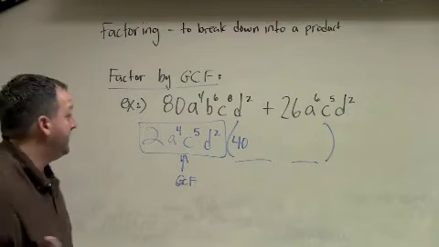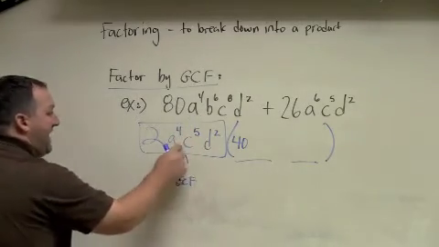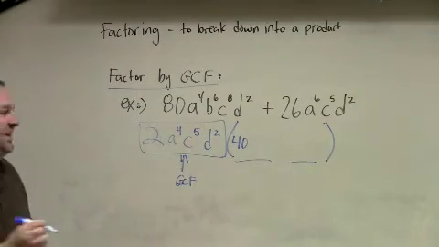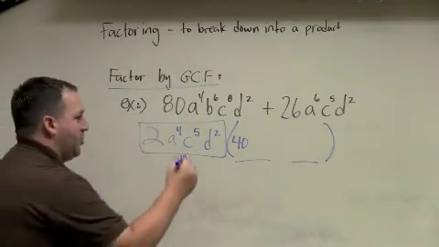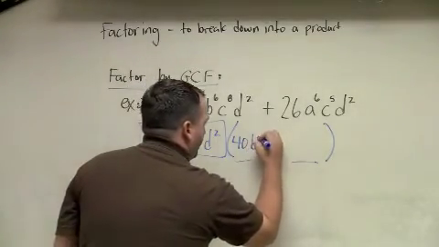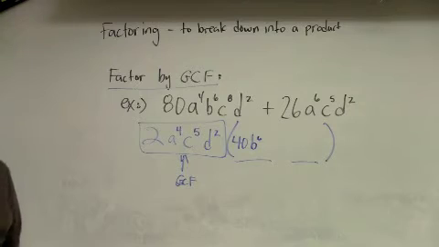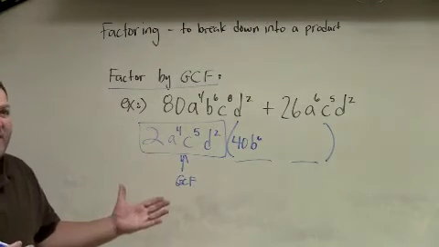Correct? B to the 6th divided by no B's. Well, actually, it's divided by 1. So there will be a B to the 6th here. We have to account for the B to the 6th because it's leftovers. It wasn't pulled out, so it's still there.